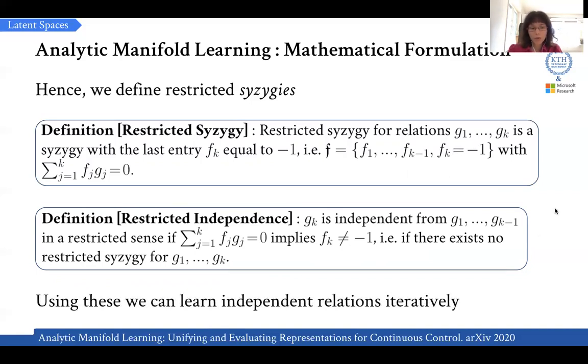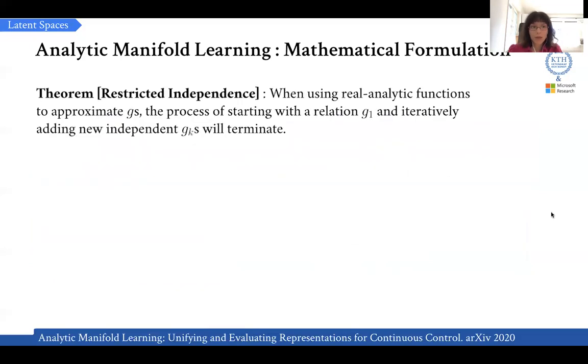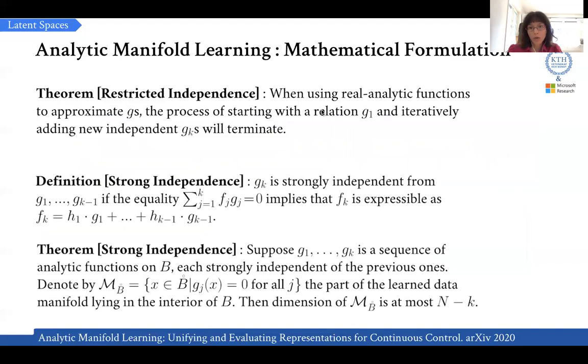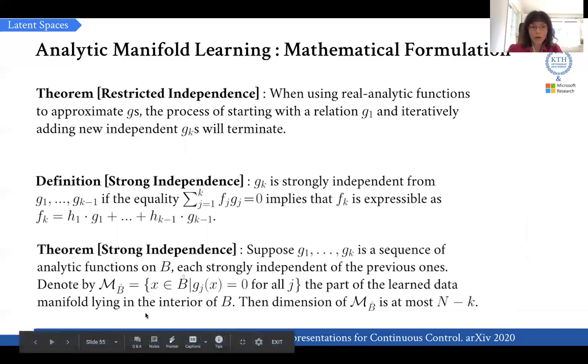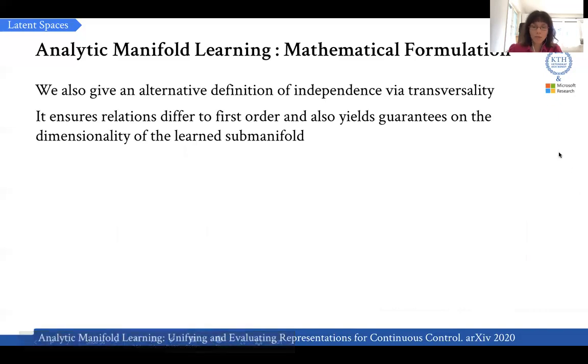And with this, we can learn independent relations in an iterative manner. Now, we also can provide some guarantees, like, for example, proving that the process of adding new independent relations will terminate. And also, we can extend this to a notion of strong independence and say something about the dimensionality of the learned data manifold. I won't go too much into detail about that, but you can look at the arXiv write-up. But I do want to mention another alternative definition of independence that we give via transversality.